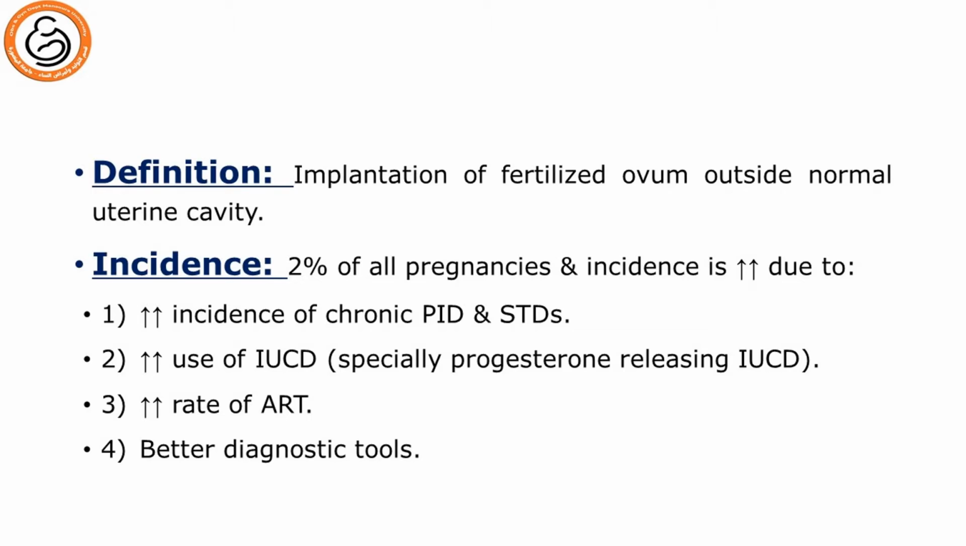As you know, the usual site of implantation is inside the uterine cavity in the upper uterine segment, 60% in the posterior wall and 40% anteriorly.